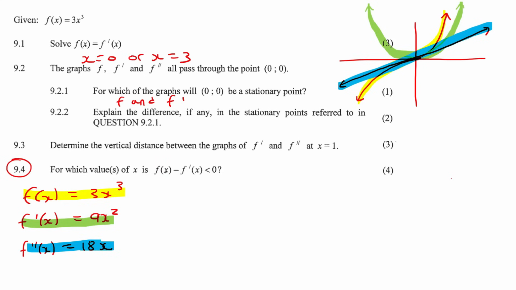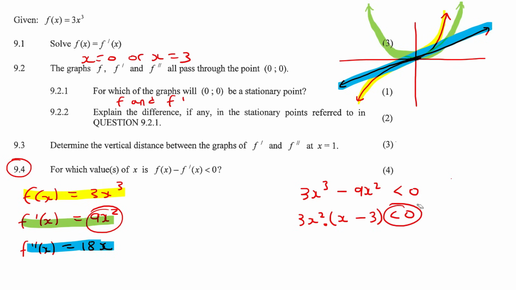Okay, this last one says, for which values is f of x minus that graph smaller than 0? So we can say 3x cubed minus the first derivative graph, which is that one. Now here you can take out a common factor of 3x squared, and then you'd be left with x take away 3. Now, they want to know, where is this expression multiplied by this expression negative, smaller than 0? What you must understand is that this expression here is always positive. Well, positive or 0, okay? So we don't want x to be 0, because then this whole expression would be equal to 0.